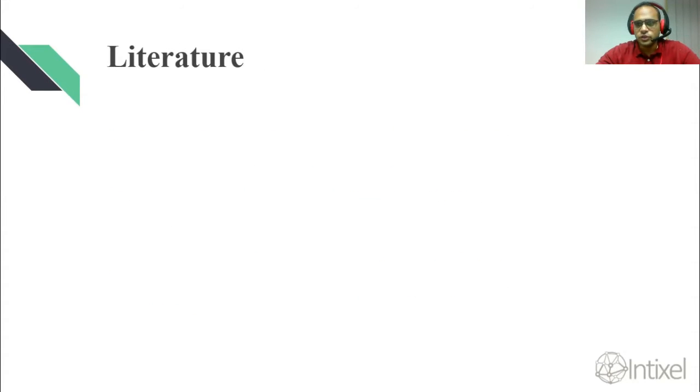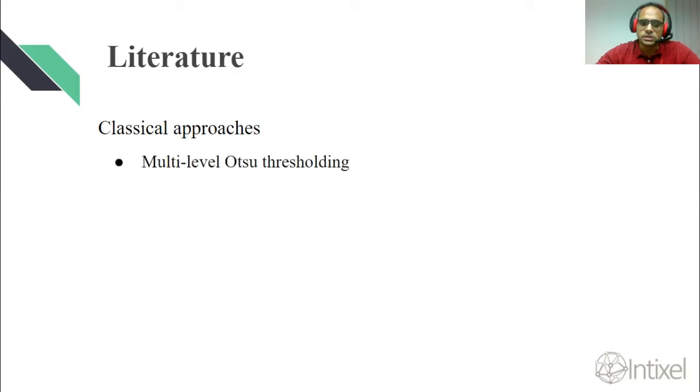A large number of approaches have been proposed to tackle this problem, and they can broadly be classified into two categories: the classical approaches and the deep learning based approaches. One of the classical approaches proposed early is multi-level thresholding. The idea is that it minimizes an energy function given a grayscale image with multiple classes in it. It tries to maximize the variability between classes.